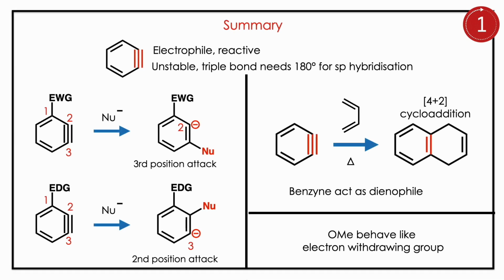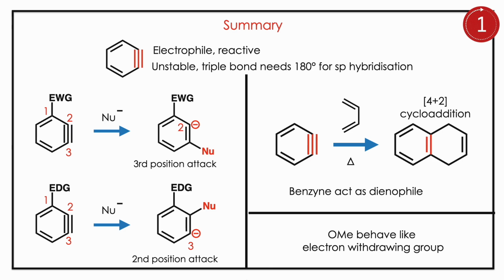Then let us conclude with the summary. We learned benzyne is the electrophile and very reactive. It is highly unstable. Why? Because it has a triple bond in the benzene architecture. It cannot accommodate 180 degrees. That's why it's reactive. Benzyne can undergo two sets of reaction.